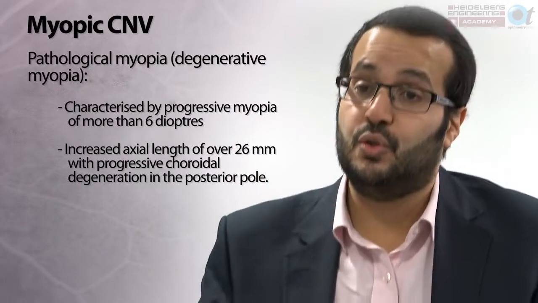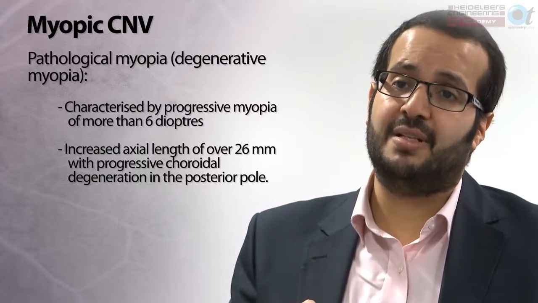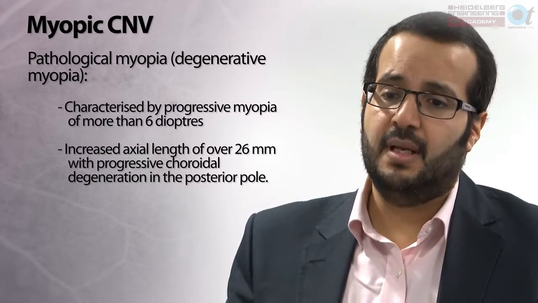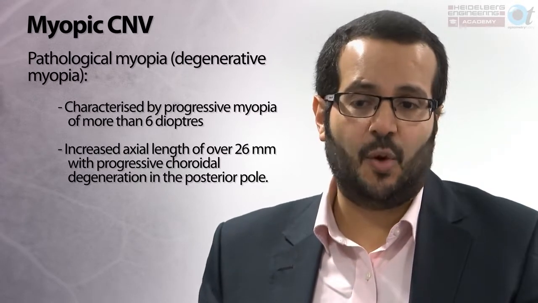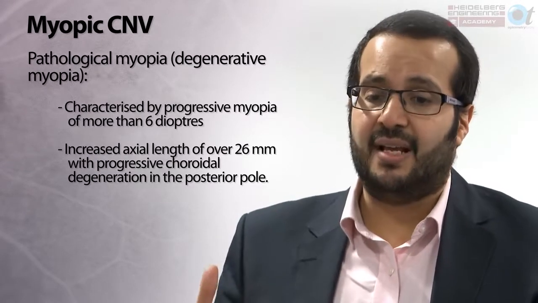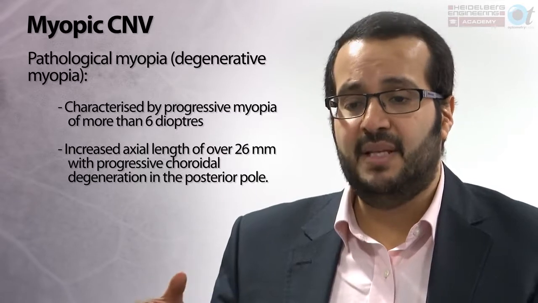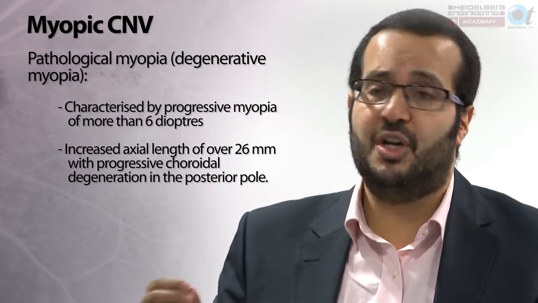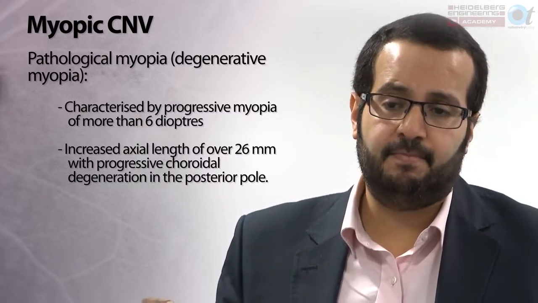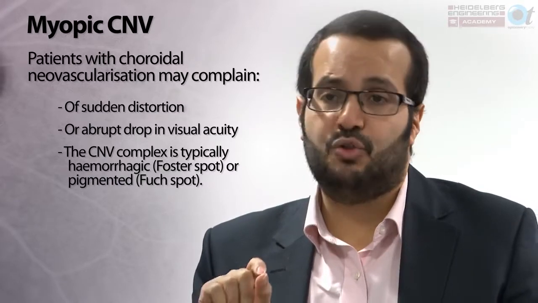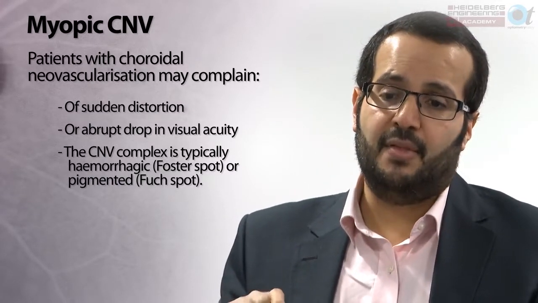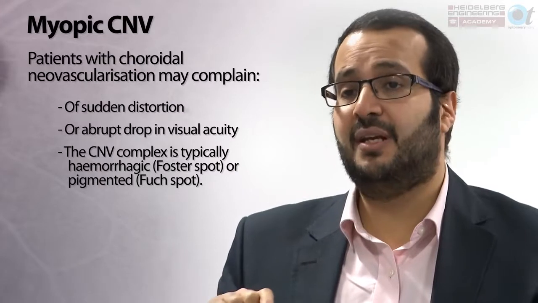Now let's shift our focus to myopic choroidal neovascularization. Pathological myopia is characterized by progressive myopia of more than 6 diopters, and anybody with an axial length of over 26 millimeters with progressive choroidal degeneration in the posterior pole. Patients with choroidal neovascularization will complain of sudden distortion and an abrupt drop in visual acuity. And the choroidal neovascularization can either be hemorrhagic or pigmented.